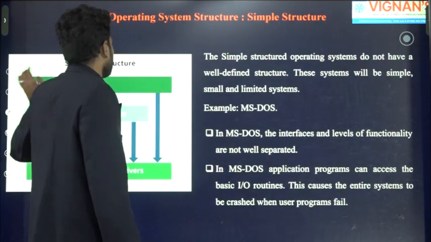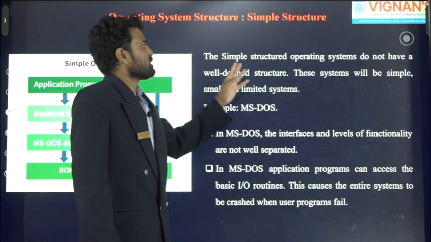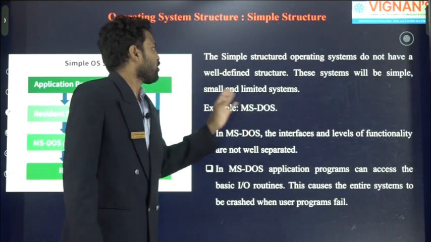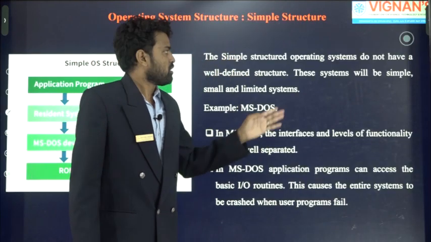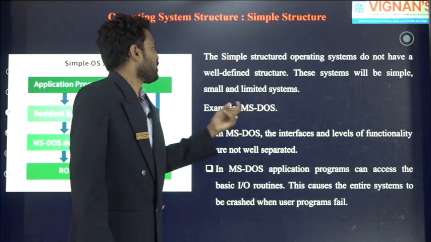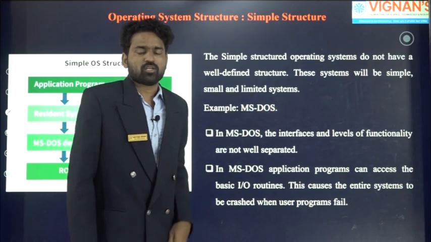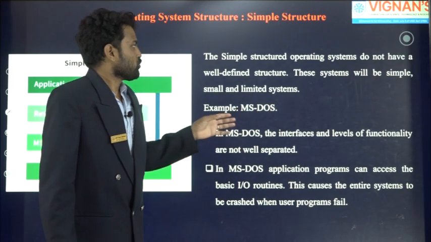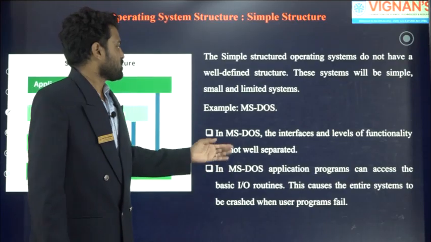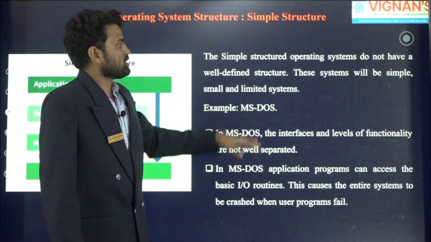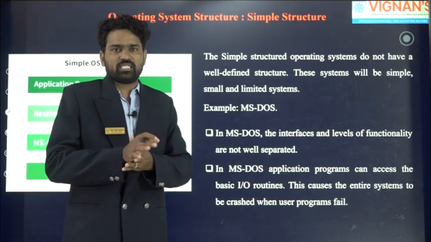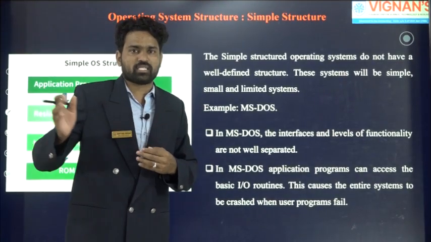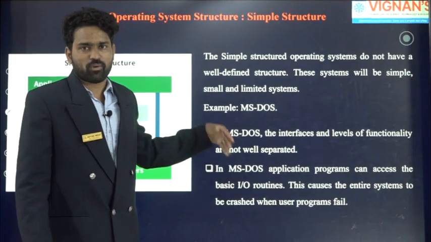The first one is simple structure. The simple structure of an operating system does not have a well-defined structure. It is the basic and old version of structure. These systems are simple, small and limited. Previously, the first operating system was MS-DOS. In this structure, it is simple and has limited features. When we go for large cases, this approach is not going to work for us.